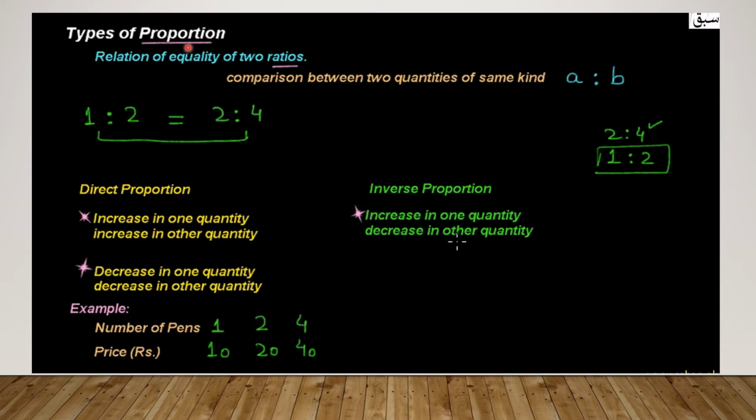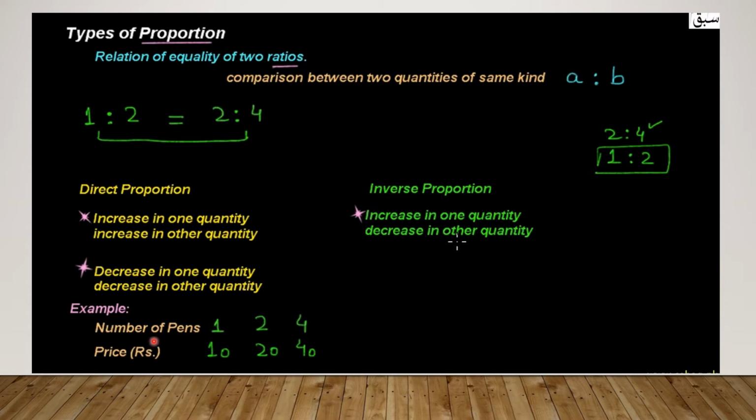Types of proportion. Here is a recap of proportion and ratio. Proportion is the relation of equality of two ratios, and what is a ratio? It is the comparison between two quantities. Where a proportion is given: 1 ratio 2 is equal to 2 ratio 4. What is direct proportion? Direct proportion means that an increase in one quantity increases the other quantity. For example, if we increase a quantity, the other quantity is also increased. If we decrease a quantity, the other quantity is also decreased.